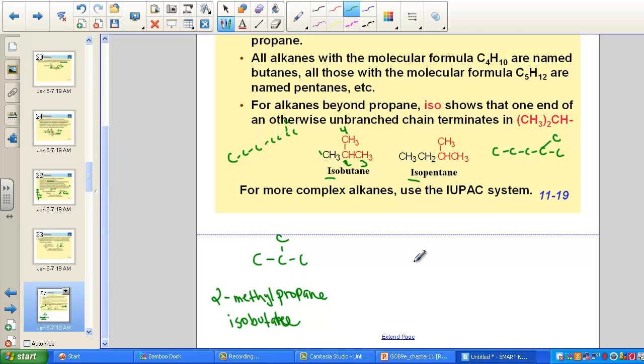Let's take a look at isopentane. 1, 2, 3, 4, 5, 6.